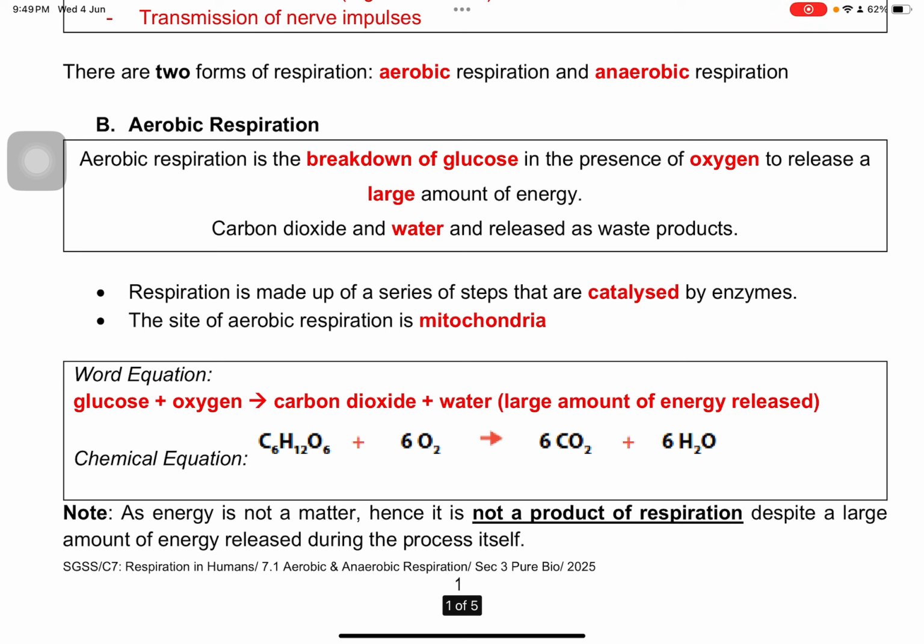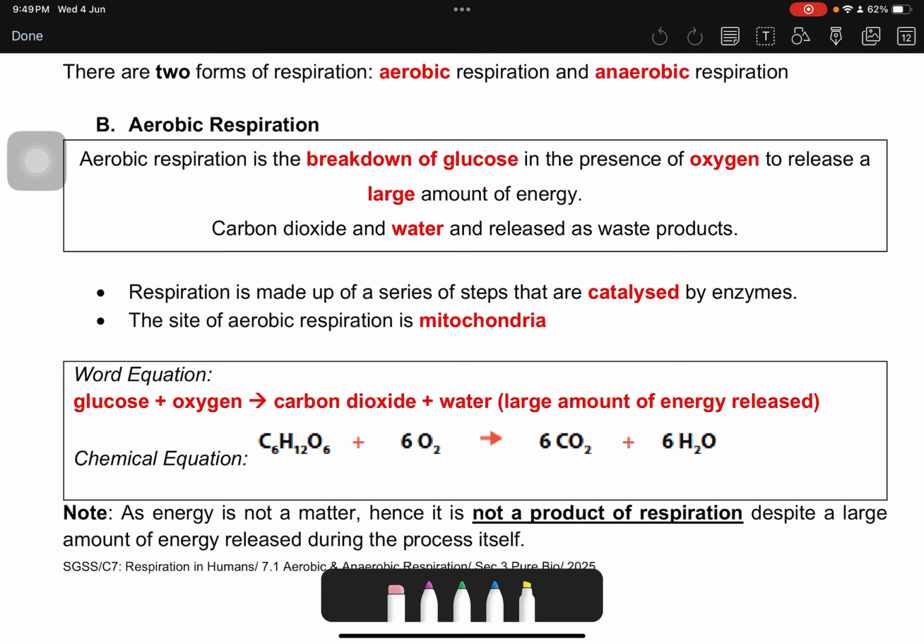So here's a quick summary of what aerobic respiration is. One thing to take note of is respiration is not the same as breathing. Breathing is just the action of taking in and removing gaseous products in our respiratory system. So what exactly happens in aerobic respiration? Please take down the definition. It's a breakdown of glucose in the presence of oxygen to release a large amount of energy. And in this process, carbon dioxide and water are being released as waste product.